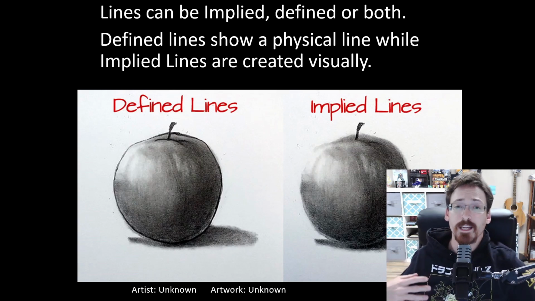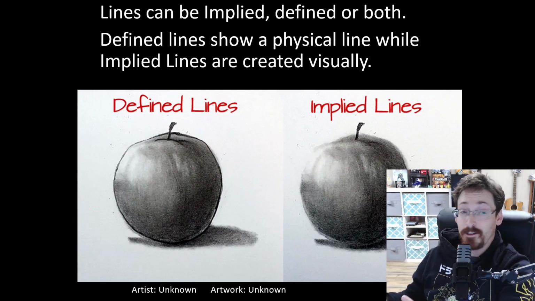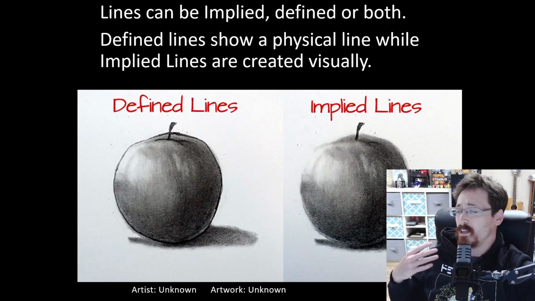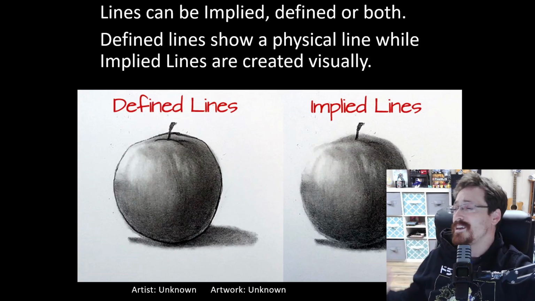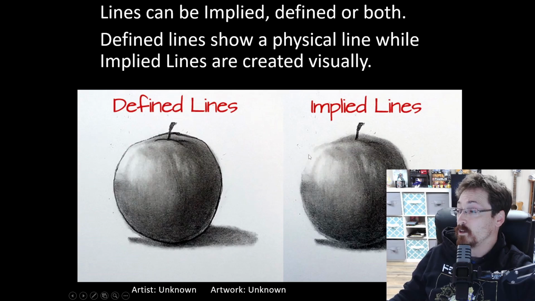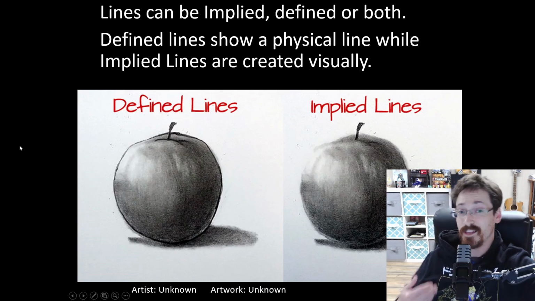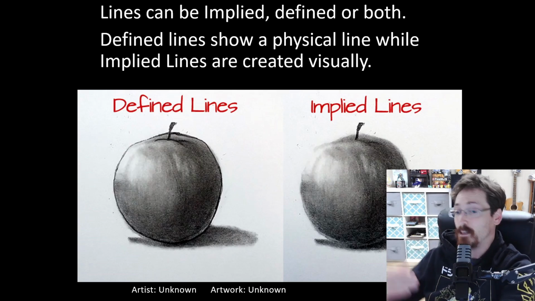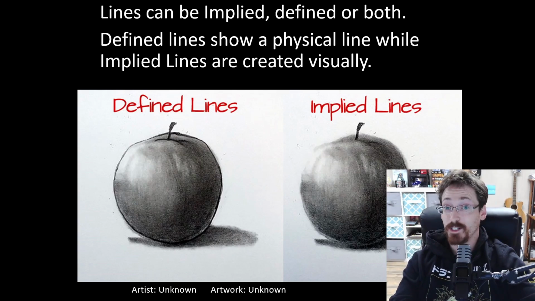On the other hand, the apple on the right uses implied line. Even though you do not actually see a line around the apple, your eye can visually tell you that this is a highlight because there is an implied line that connects the other values and separates the background from the foreground, even though there's nothing that's actually there to define a separation. Now that we know the difference between a defined line and an implied line, let's look at some examples.